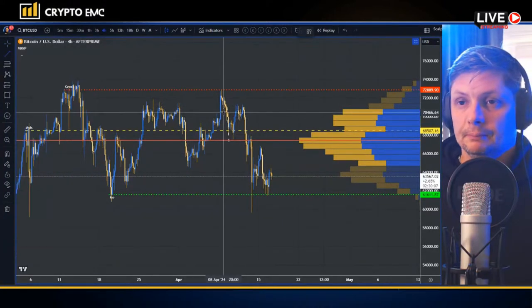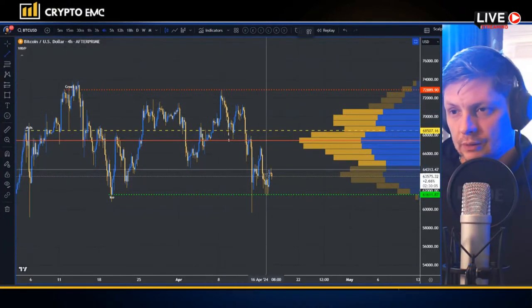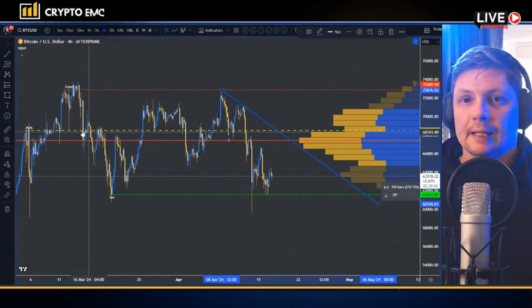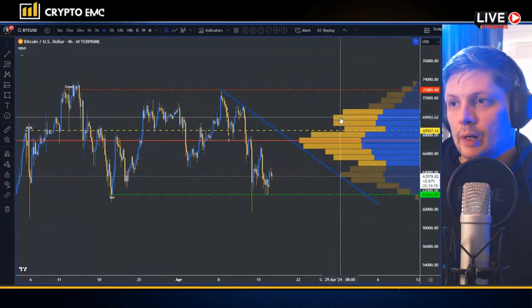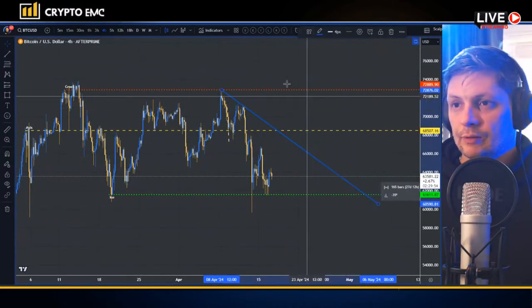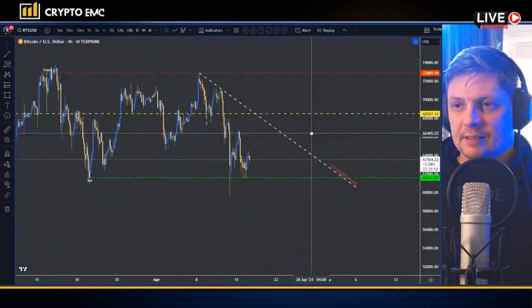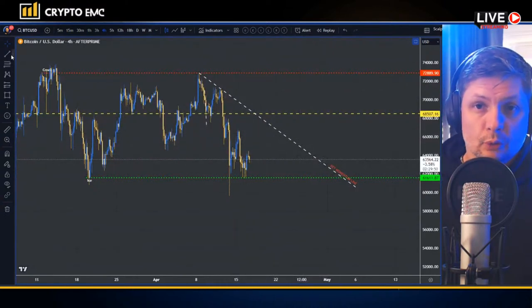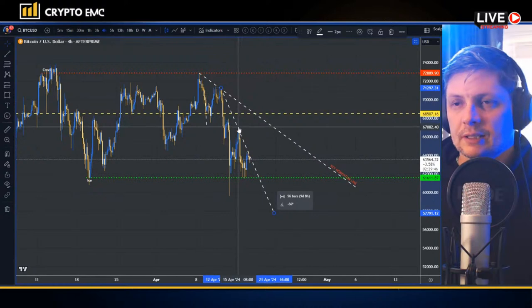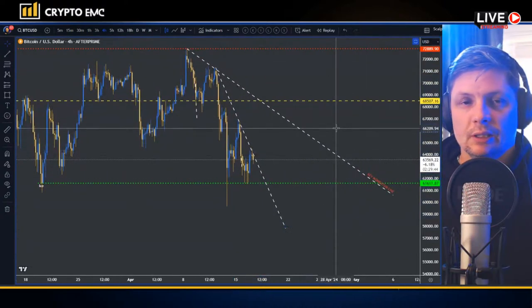If the momentum on the 4-hour is clearly to the downside, there are two critical momentum lines that we need to be aware of. Let's remove that. Two critical momentum lines that we need to be aware of. The first one is obviously this. Now, this is simple. Everybody can draw this. You don't need any prior education to do this. And so this puts it in context.